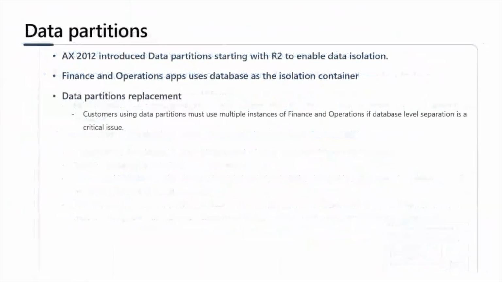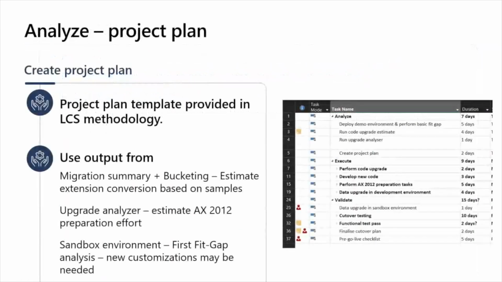And maybe last but not least, the data partitions. What we offer here is basically, in 2012, we introduced the data partitions as part of R2 to enable data isolation. In Finance and Operations, we use the database as the isolation container as a replacement, right? So data partitions are not available anymore. And if you have used them because database level separation was a critical issue, you might want to think about using multiple instances of Finance and Operations. So think about each partition as a separate instance of Finance and Operations.